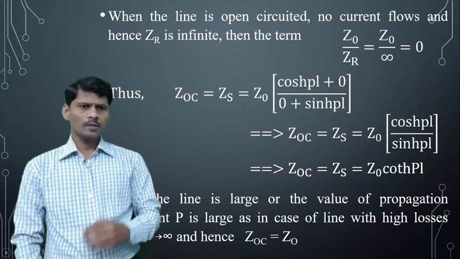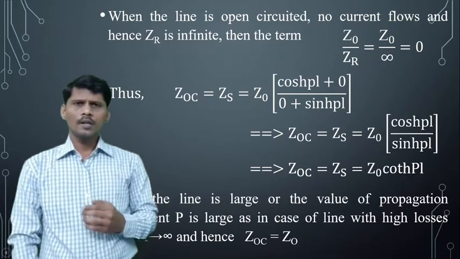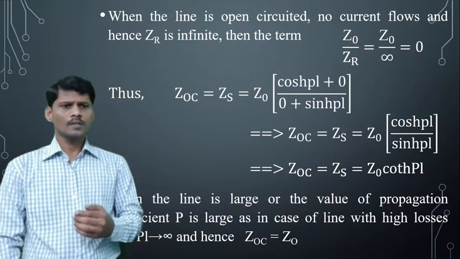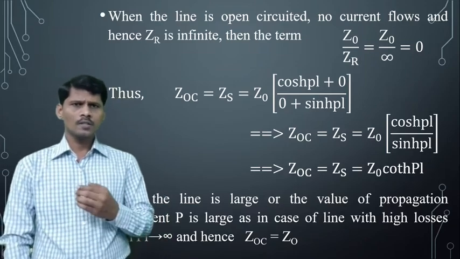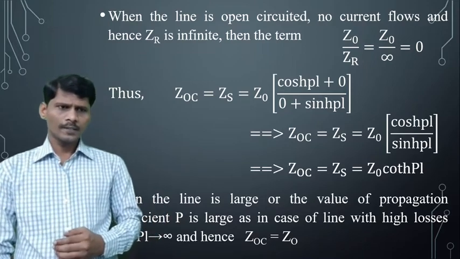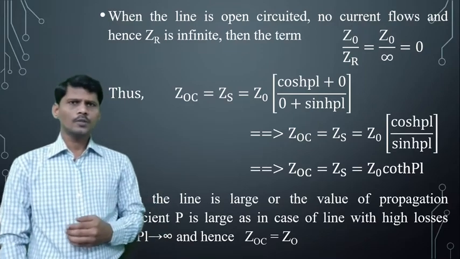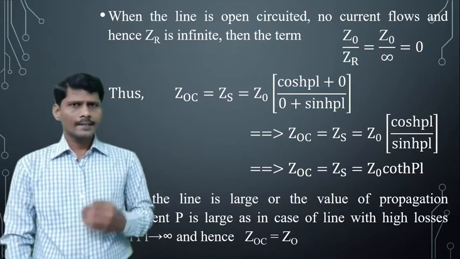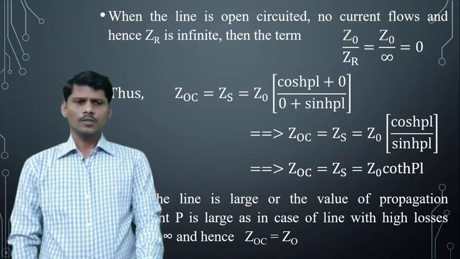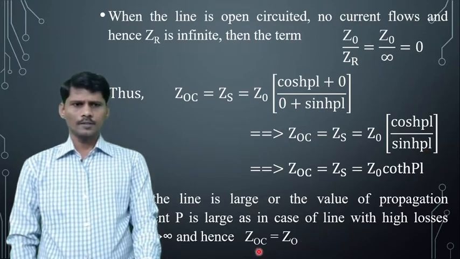When the transmission line is long, or the value of the propagation constant is large, as in the case of a lossless transmission line, PL tends to infinity. When PL tends to infinity, the open circuited impedance is equal to the characteristic impedance of the transmission line. That is, ZOC is equal to Z0.